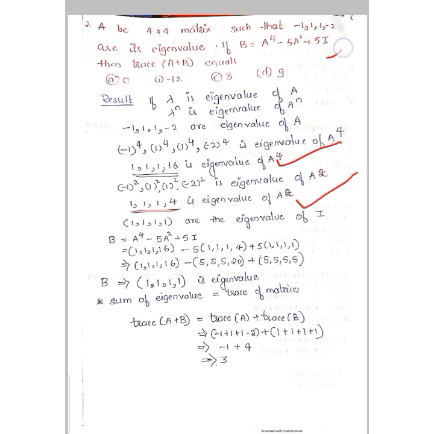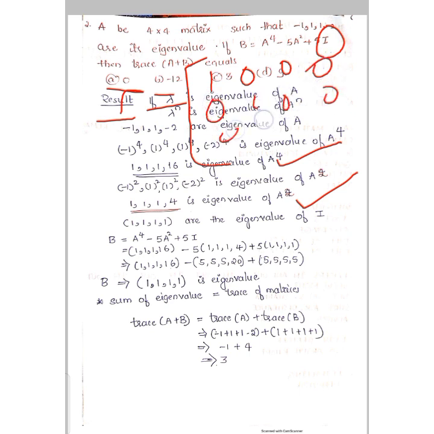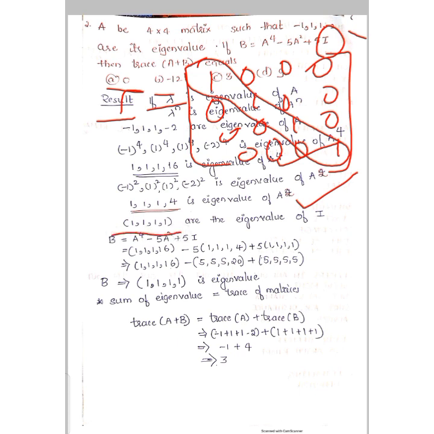Now we know the identity matrix. What is the identity matrix of 4 cross 4 order? That is 1 0 0 0, 0 1 0 0, 0 0 1 0, and 0 0 0 1. So what are the eigenvalues of the identity matrix? The eigenvalues are 1, 1, 1, 1.